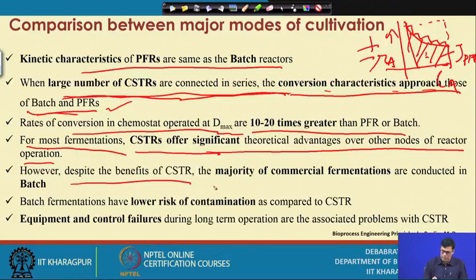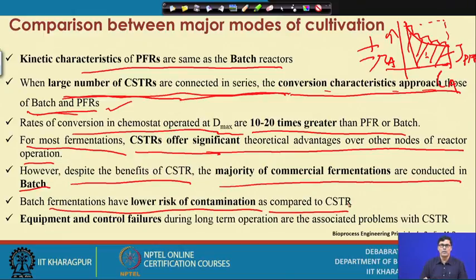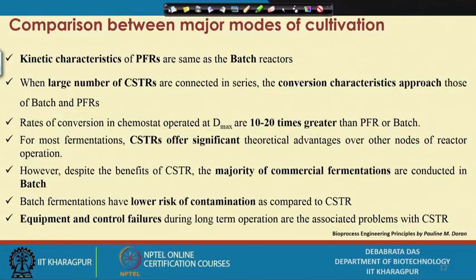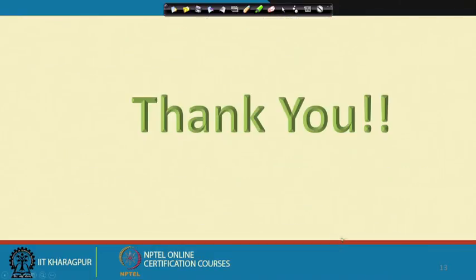However, despite the benefit of the CSTR, the majority of commercial fermentation is conducted in batch mode, because continuous processes require some kind of skill of operation, and batch fermentation has a lower risk of contamination as compared to the CSTR. This we already pointed out: when you operate a CSTR for a long time, there will be some kind of contamination problem, whereas in a batch system the contamination problem will comparatively be very small. Equipment and control failures during long-term operation are also problems with the CSTR, and this is basically the instrumental controls. If any kind of instrumentation failure occurs, then the process is going to suffer. So, these are the several problems we faced during the operation of the CSTR.